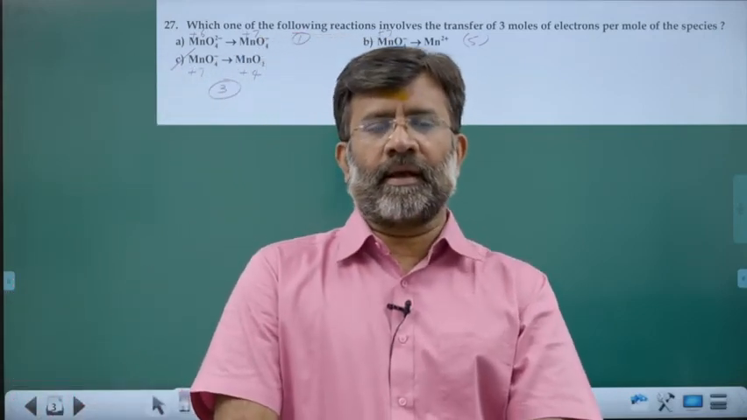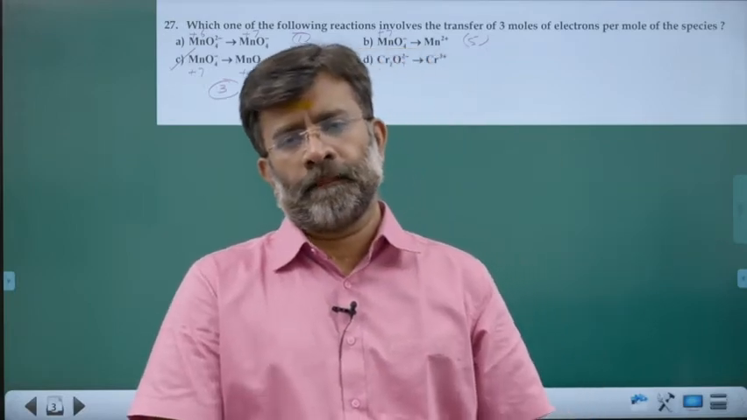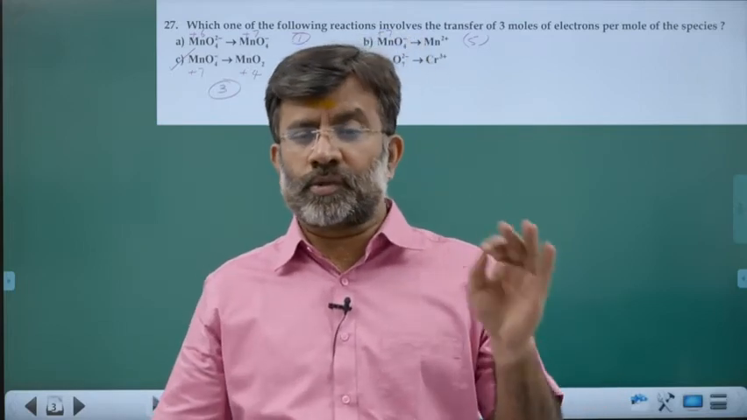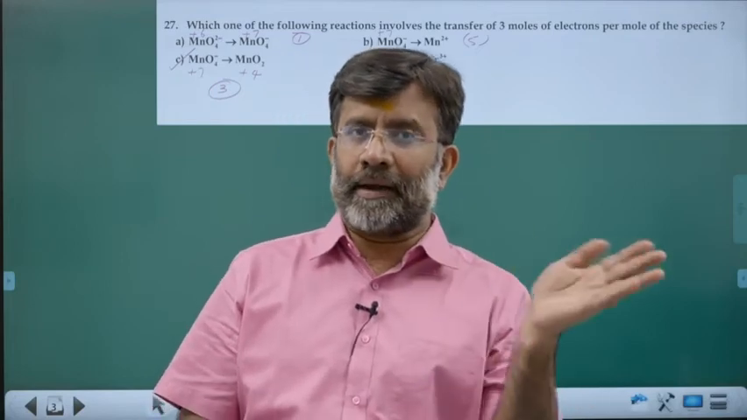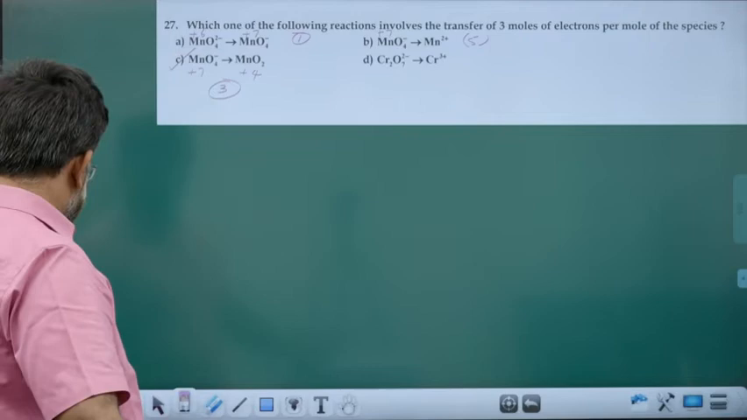In the conversion, permanganate changes to MnO2. You see how many times that particular area has been repeated. That shows the importance of that particular example or the related reactions. Okay, please be very careful. Next.